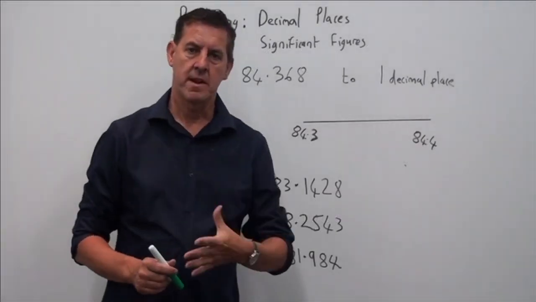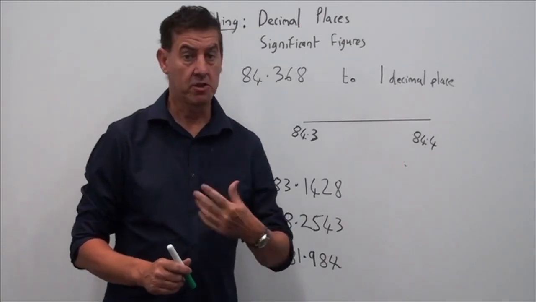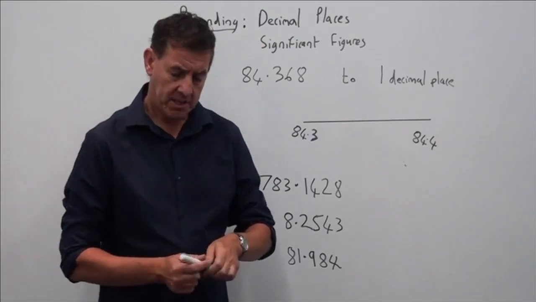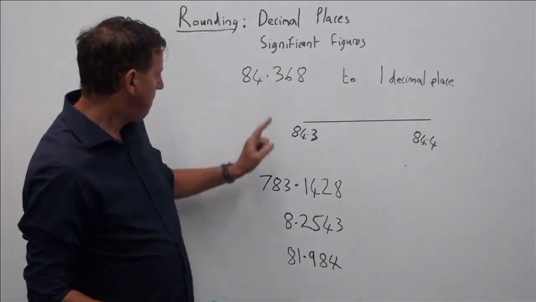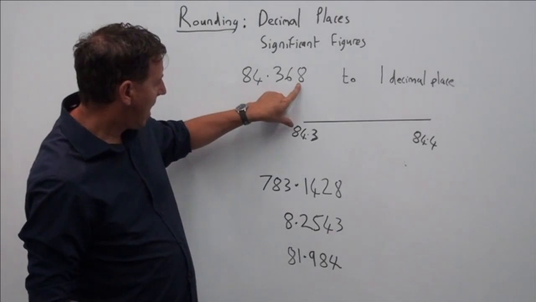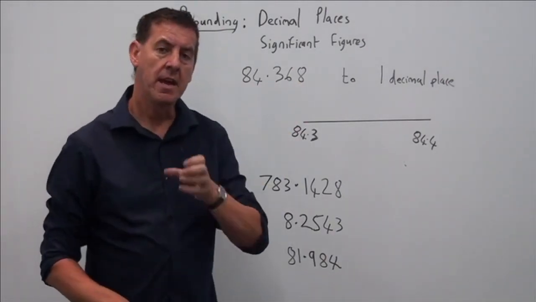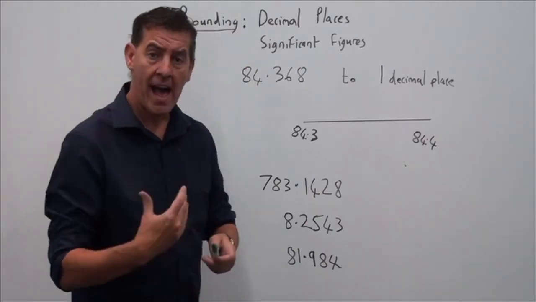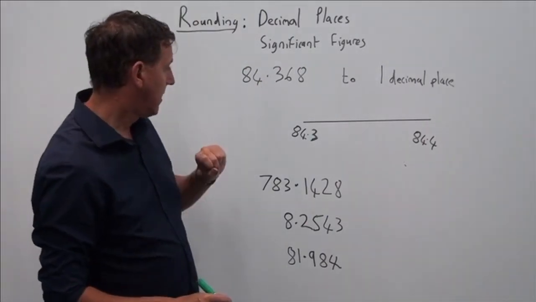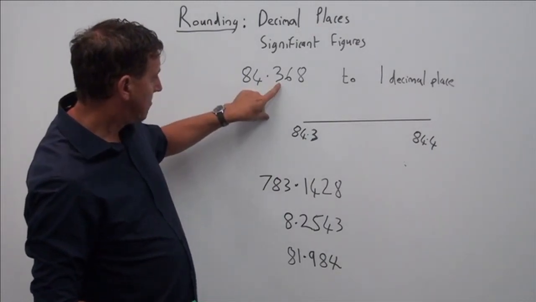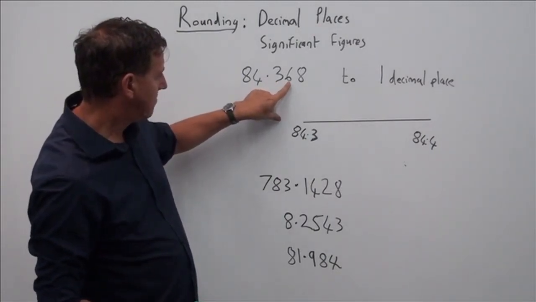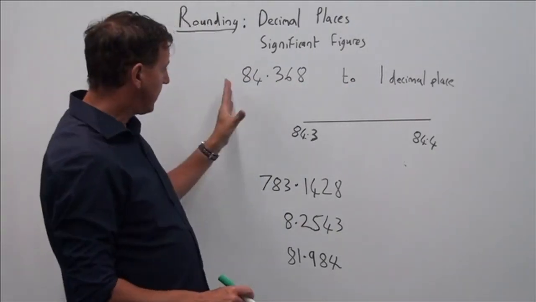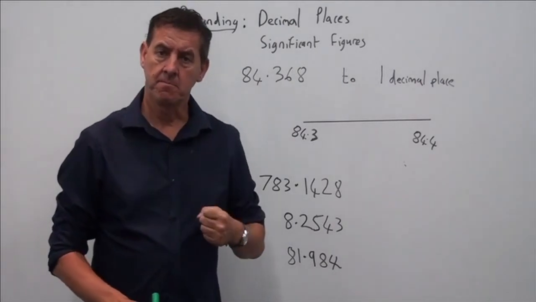We're now going to look at rounding to decimal places, and to so many significant figures. Let's start with decimal places. If you look here, we have got a number which at the moment has 3 decimal places. Decimal places means figures that are after the decimal point. So the first decimal place is 3, the second decimal place is 6, the third decimal place is 8. So this figure as it stands at the moment has 3 decimal places.